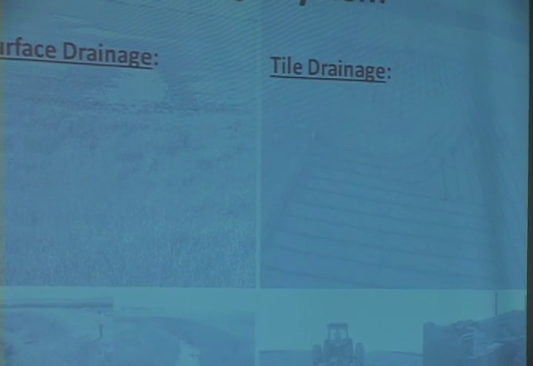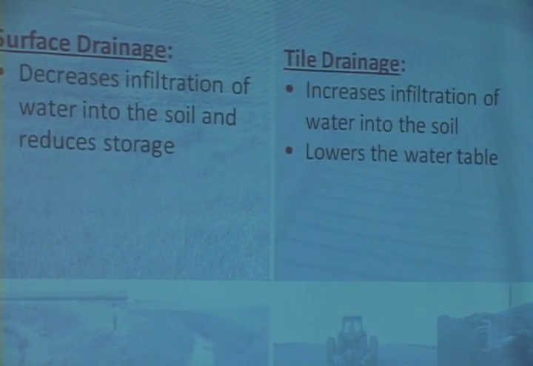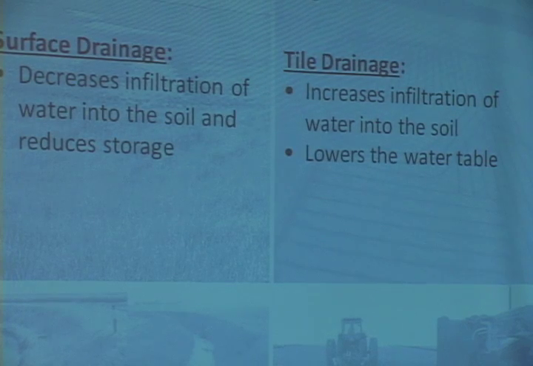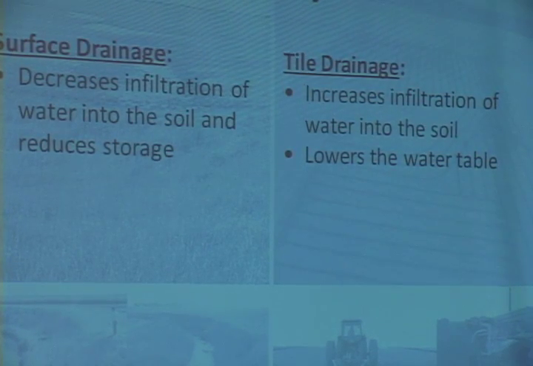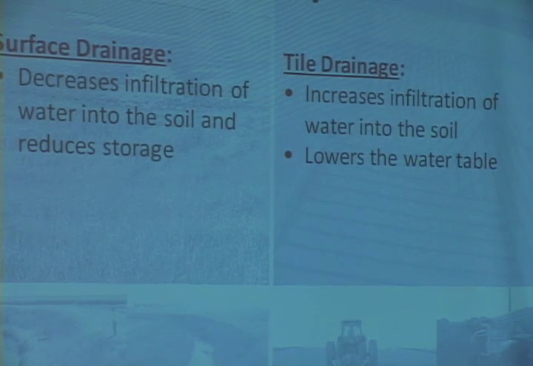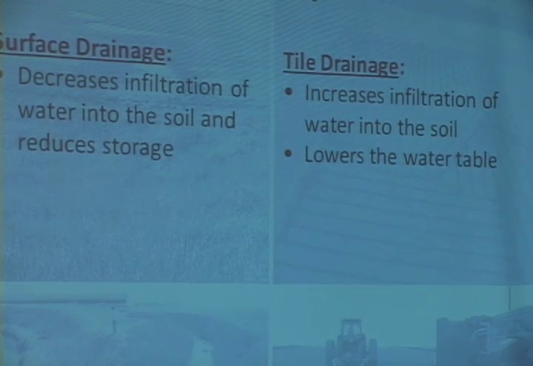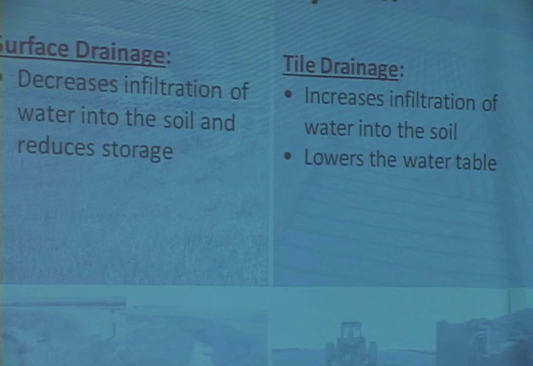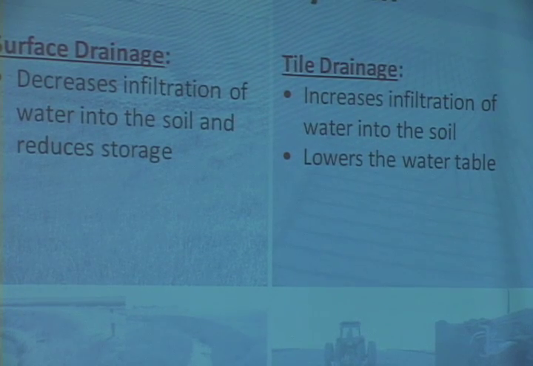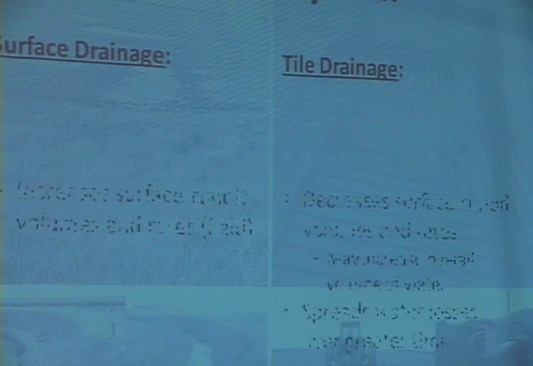Contrasting these two things, surface drainage and tile drainage. Surface drainage tends to decrease infiltration. It gets water off the ground surface more quickly and reduces soil water storage. Tile drainage, in general, does the opposite. It tends to increase infiltration, increasing soil water storage and lowering the water table.